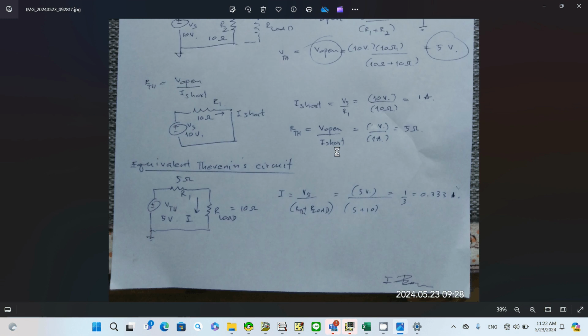So finally, your equivalent Thevenin circuit is going to be like this. You have RTH 5 ohms, you have VTH 5 volts, and your current flowing through the circuit, since all components are connected in series, simply put, this is your R total. So your current equals 5 volts divided by RTH, that's 5, plus R load, that's 10. So that gives you 1 over 3, 0.33 amps. Same as we worked out at the beginning of the lecture. Okay.